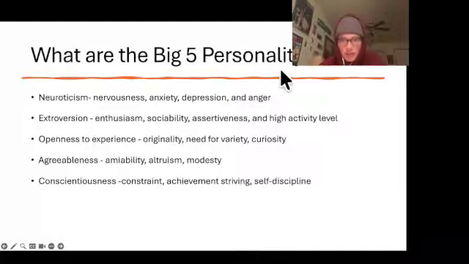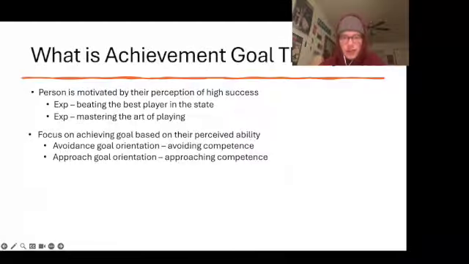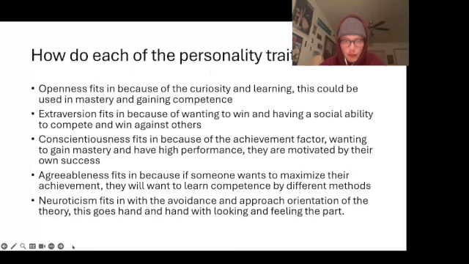So these are the 5 big personality traits, and we're trying to figure out how those relate to achievement goal theory. So here's how we have them right here. So we have the 5 here. And openness fits in because of the curiosity of learning. This could be used in mastery and gaining competence. So if you're open to something, you're open to learning new ways about it, everything about it, and this goes in with the achievement goal theory because part of it could be mastery, and so they're open to learning new techniques to try to master it.